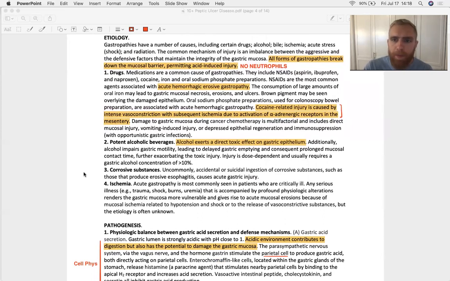All forms of gastropathies break down the mucosal barrier, permitting acid-induced injury. So there are no neutrophils there because in our traditional inflammatory response, the very first step is the recognition of a pathogen-associated molecular pattern or a damage-associated molecular pattern. And that's why I believe there are no neutrophils in a gastropathy, is because, well, there's no pathogens involved. So there's no PAMPs to activate cytokines, which will attract neutrophils. And there's really no damage-associated molecular patterns involved either.